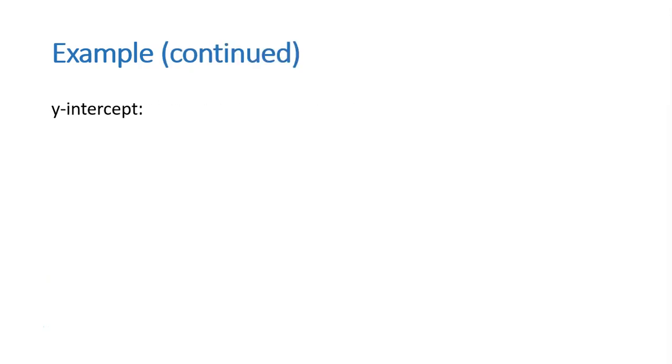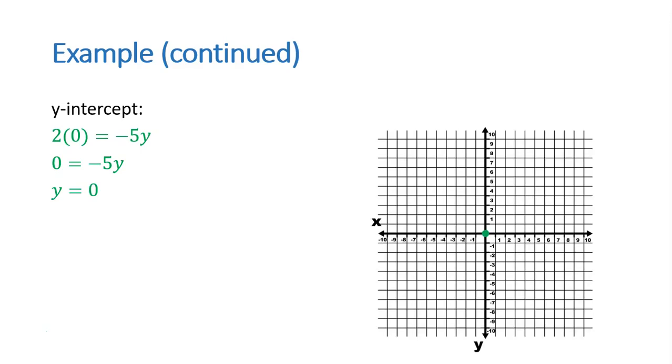Now let's solve for our y-intercept. So we assume x is 0, and now we solve for y. Well, 2 times 0 is 0, so we have 0 is equal to negative 5y. Divide by negative 5, and y is 0. So our x-intercept is 0, and our y-intercept is 0. We're in a special case where we have the same intercept on both the x and y axis. This only happens when the intercept occurs at the origin.